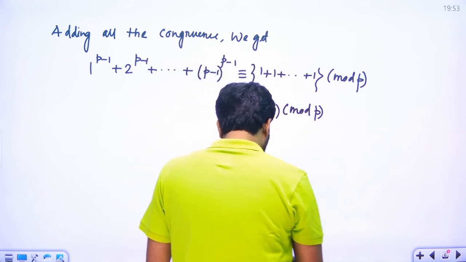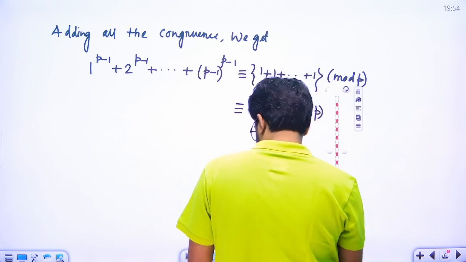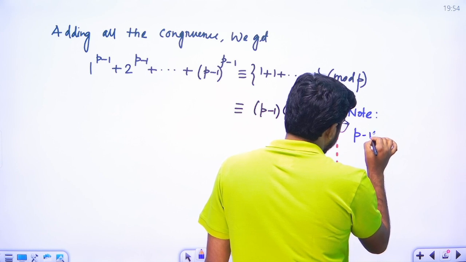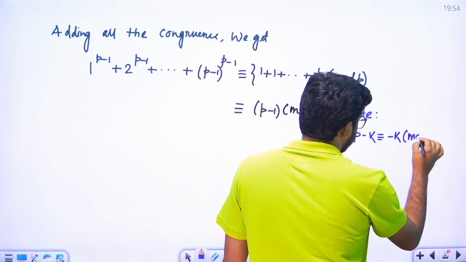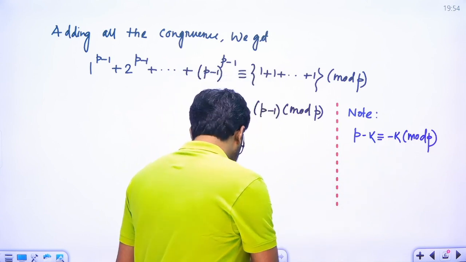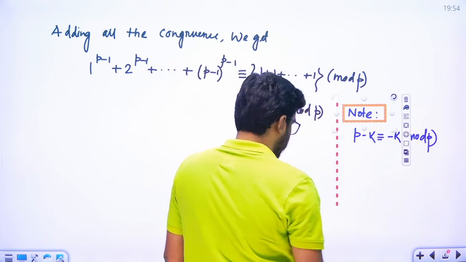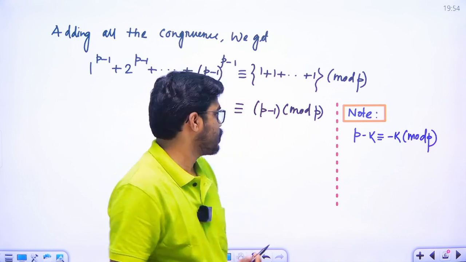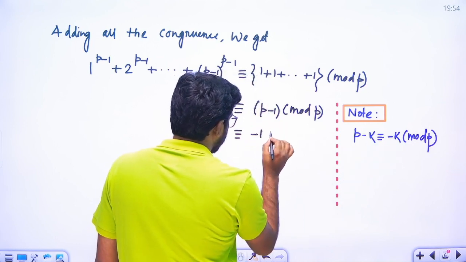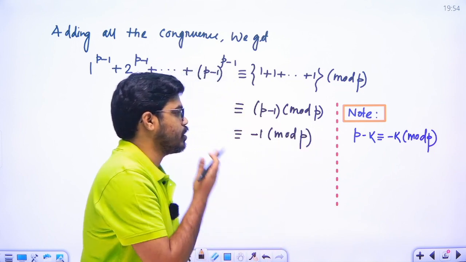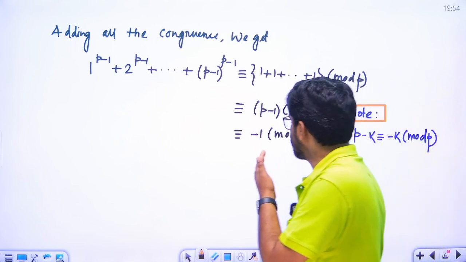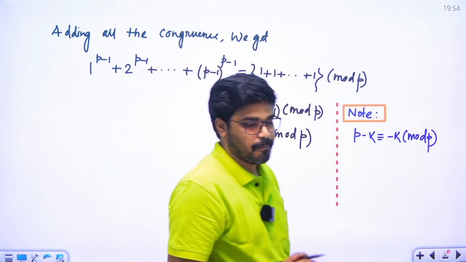Now note this point: p minus k is congruent to minus k modulo p. So p minus 1 is congruent to minus 1, right? This is congruent to minus 1 modulo p. It is very important: p minus k is congruent to minus k modulo p, so p minus 1 is congruent to minus 1 modulo p.